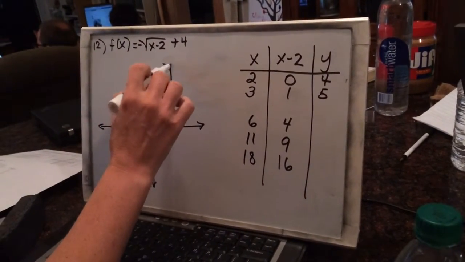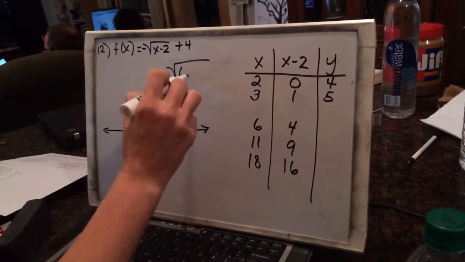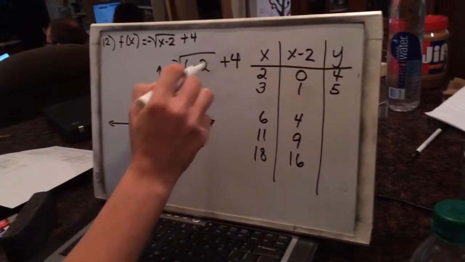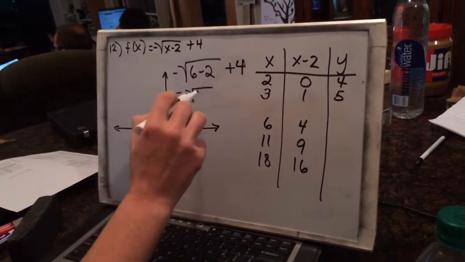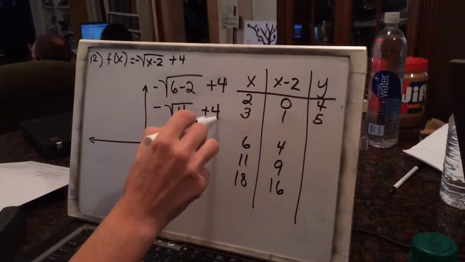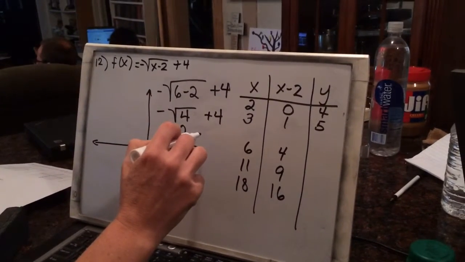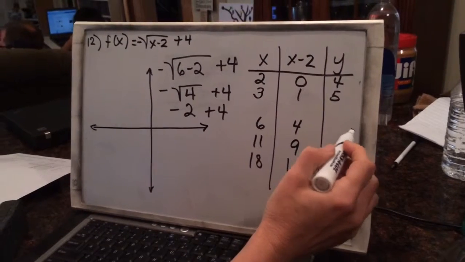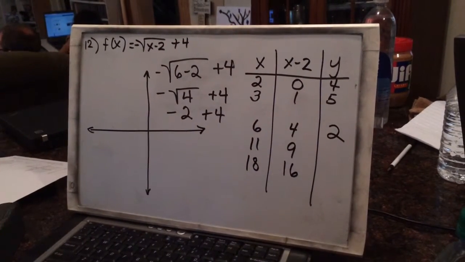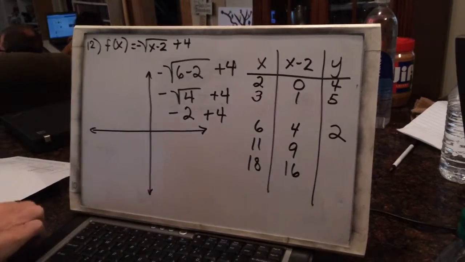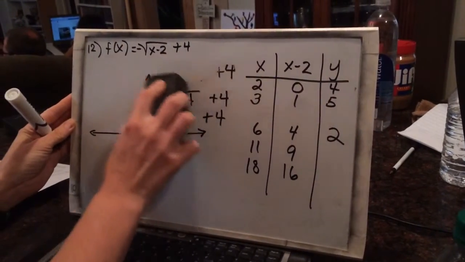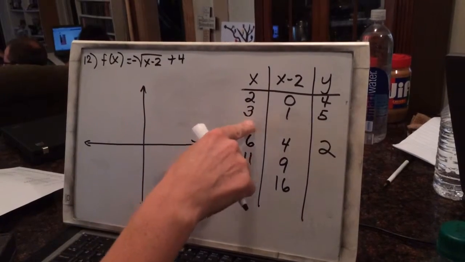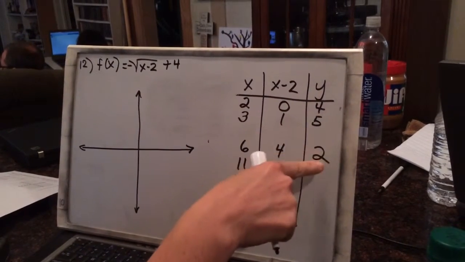We're going to do the negative of the square root of 6 minus 2, plus 4. So we have the negative of the square root of 4, plus 4. So that's negative 2 plus 4. That's going to give us 2. Okay. Let's double check this one. That pattern didn't follow. Did we make a mistake there?